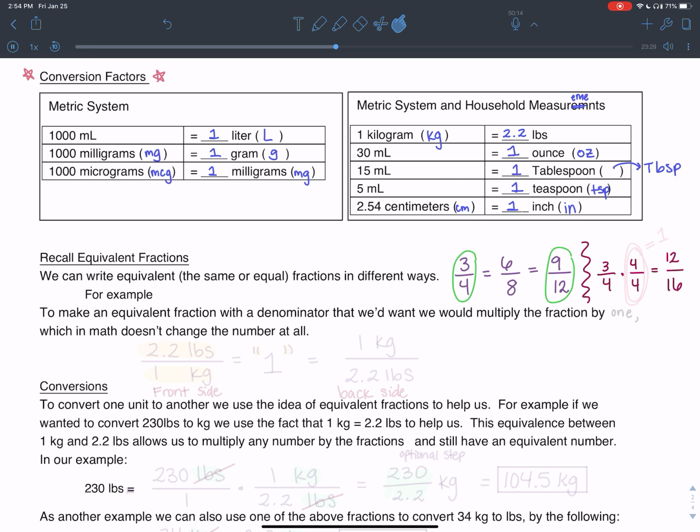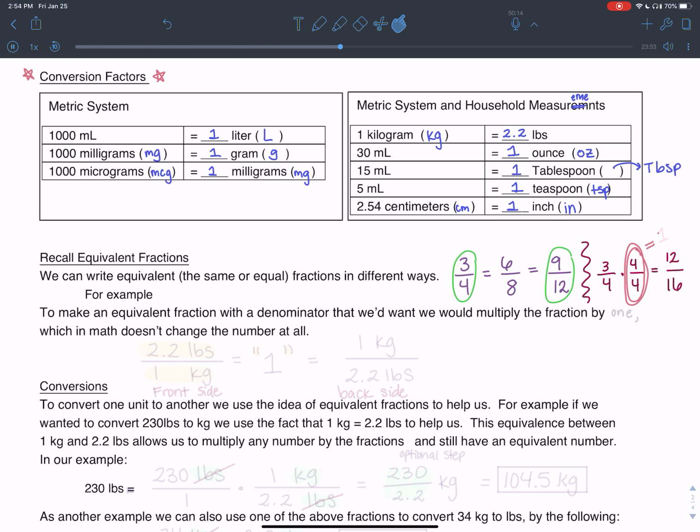What is 4 divided by 4? 4 divided by 4 is 1. All I'm doing when I multiply 3/4 by 4/4 is really just multiplying by 1. And when I multiply anything by 1, I get the same thing back. So here I am just justifying why we can do this and why it doesn't change the fraction number at all. That is why.